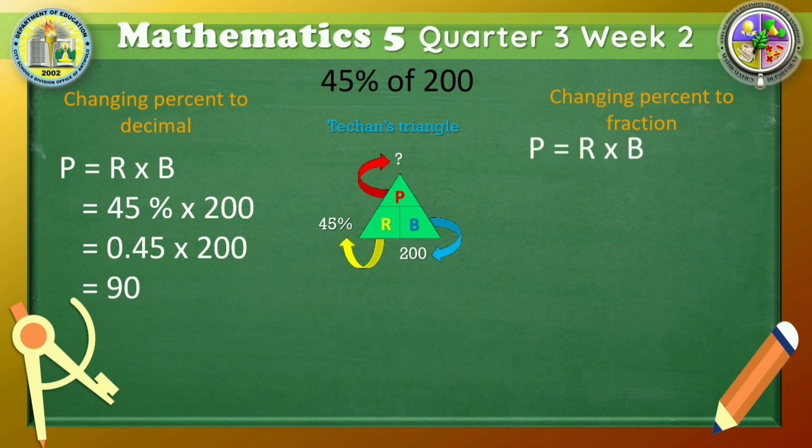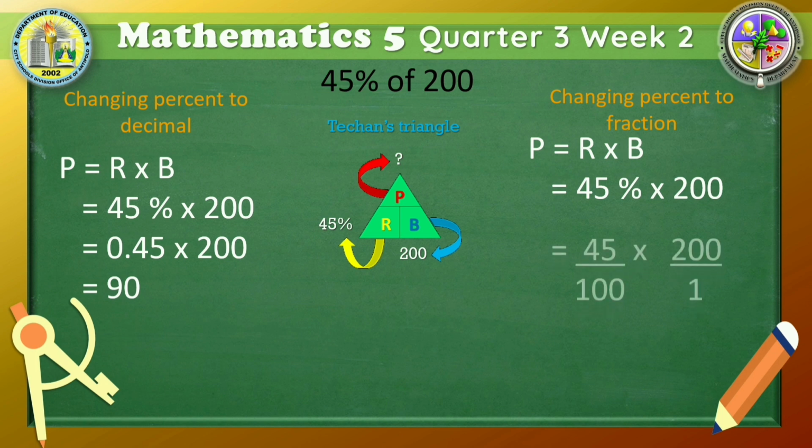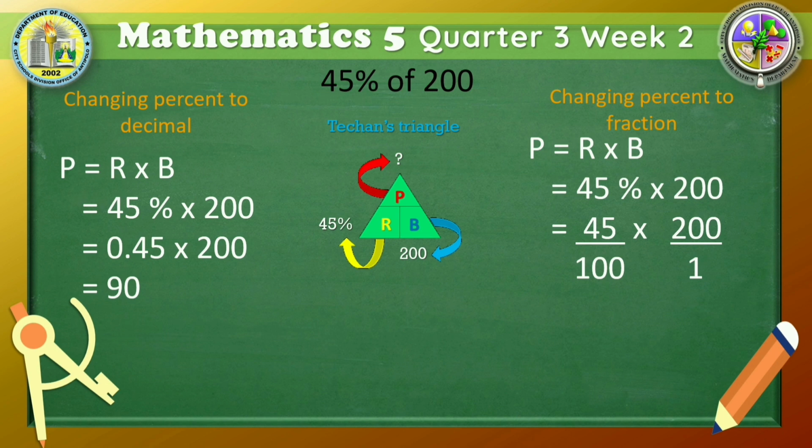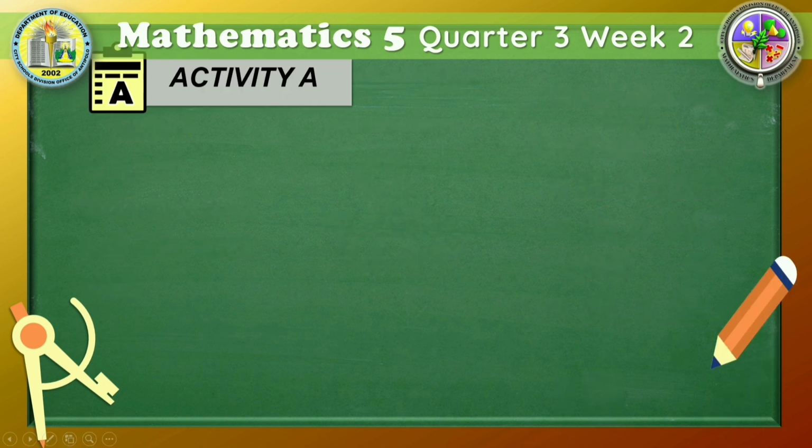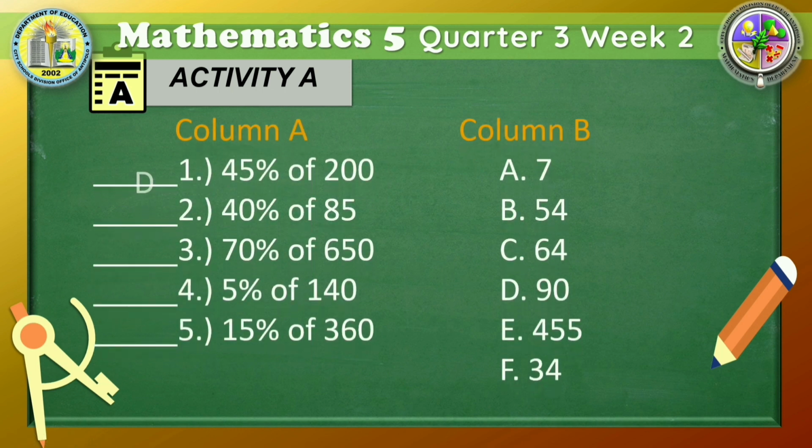And the other way, changing percent to fraction. So, percentage equals rate times base. We have 45% times 200. Changing percent to fraction, 45% will be 45 over 100 times 200 over 1. So, 100 and 200 have GCF of 100. 100 divided by 100 will be 1. 200 divided by 100 equals 2. 45 times 2 equals 90. 1 times 1 equals 1. So the answer is 90. So the answer in number 1 is letter D.